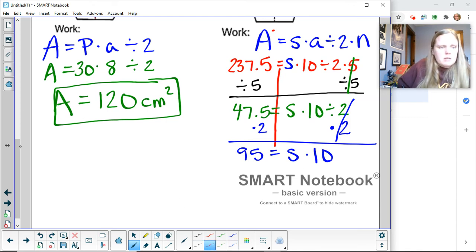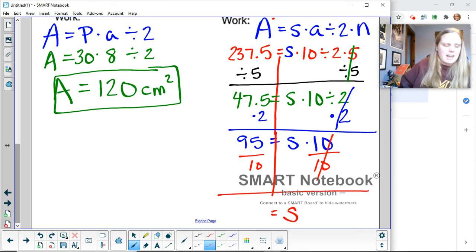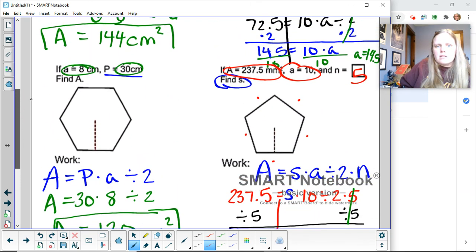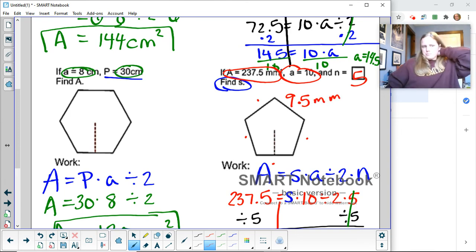And then I got to get rid of that times 10. The opposite of multiply by 10 would be to divide by 10. 10s cancel. I have s left, which represents side length. 95 divided by 10 comes out to be 9.5. If I go back up and look at the labels here, 9.5 is my side length. 9.5, and this was in millimeters. Fantastic.